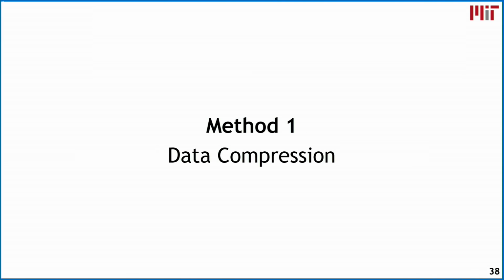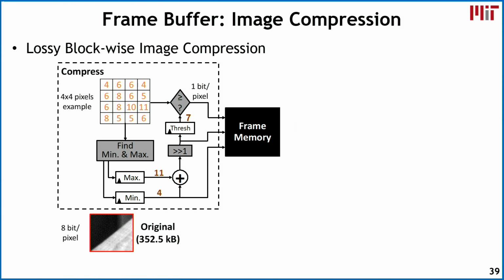So let's first talk about compression. In particular, we're going to apply this to the frame buffer memories themselves. Remember, we had 4 of them. We're going to apply lossy block-wise image compression. What that actually means is we're going to break the image down into 4x4 blocks of pixels. For each of these 4x4 blocks, we're going to find the minimum and maximum value, which will allow us to determine the dynamic range.